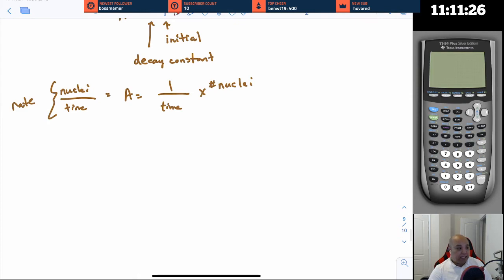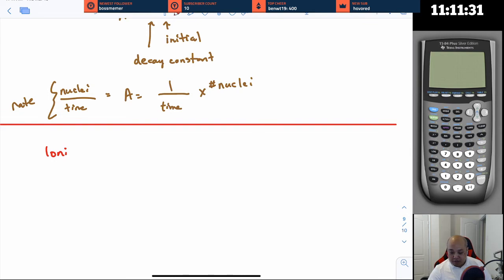No problem. Last thing. This is kind of a separate thing as well. Sorry, this last bit doesn't really connect to each other.